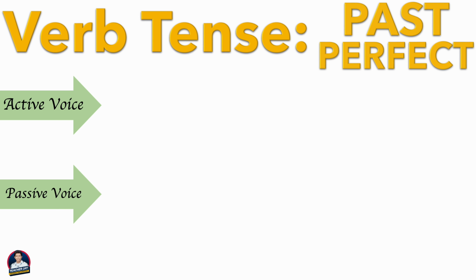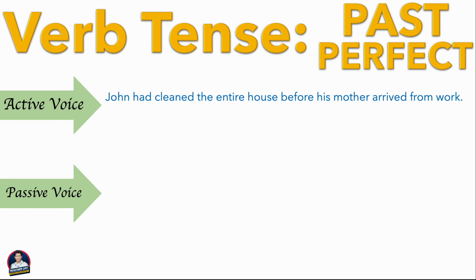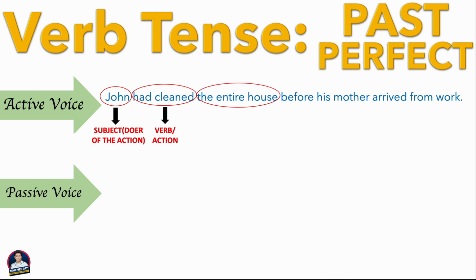Another example of an active voice using the past perfect tense. John had cleaned the entire house before his mother arrived from work. In this example, we have John as our subject, who performs the action had cleaned, our verb or action here, and then the entire house, which is our direct object, or the one that receives the action. Or it answers the question, what had John cleaned before his mother arrived from work?